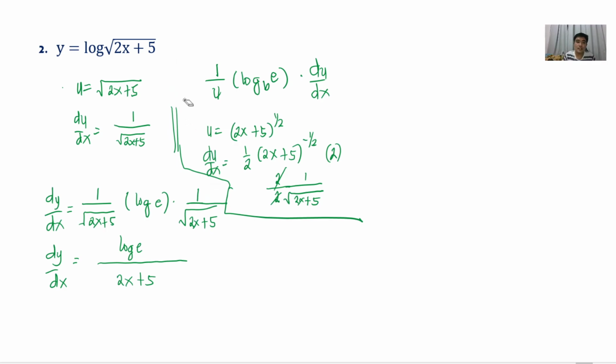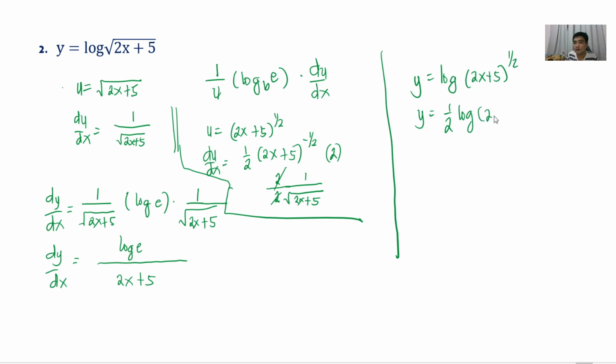Okay? So, yung sinasabi kong alternative is that, if you know the laws of exponents, itong logarithm natin, di ba that one class, we can write that one as y equals log of 2x plus 5 raised to 1 half. And we can write that one as y equals 1 half logarithm of 2x plus 5. So, magiging dy all over dx natin is equal to 1 half times now the derivative of your logarithm of 2x plus 5. And that is equal to 1 all over u.